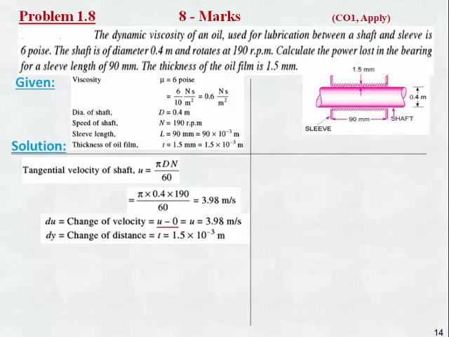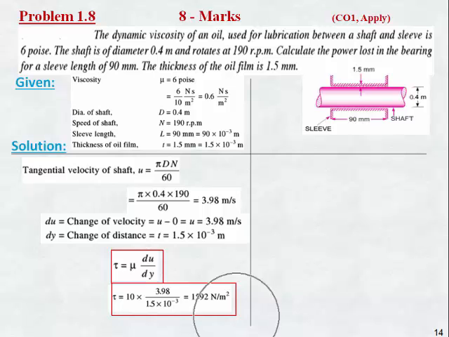U is the given velocity at a point, 0 is the initial velocity, so the change in velocity u equals 3.98 meter per second. Next, the given data is dy, the change of distance, equal to 1.5 × 10^-3 meter. The well-known formula is tau equal to mu du by dy. Applying the known values, we find tau equal to 1592 Newton per meter square.